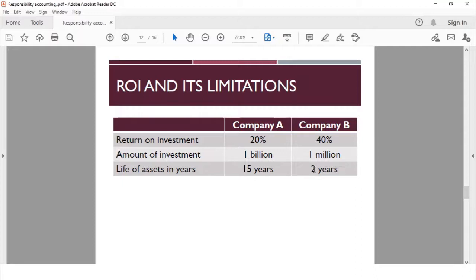Another thing is the special assignment matters, wherein the ROI model may not also be the most suitable method in evaluating the performance of an excellent manager who is assigned to make a turnaround performance, say to deliver a profitable performance of a previously unprofitable operation.